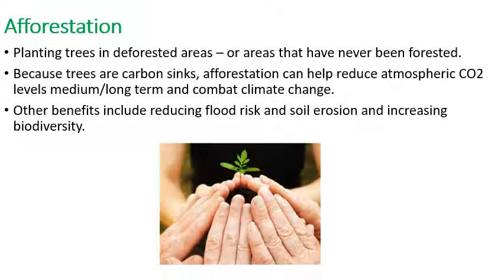So the second thing that we can do to manage the carbon cycle and restore some equilibrium is afforestation, planting trees. Planting trees in areas where we've deforested them to restore those forests, or in areas that have never been forests. And this is because the trees are carbon sinks. They take in CO2 through photosynthesis. They also reduce flood risk and soil erosion as they intercept the rainfall and reduce surface runoff. So they are benefiting both the carbon cycle and the water cycle.